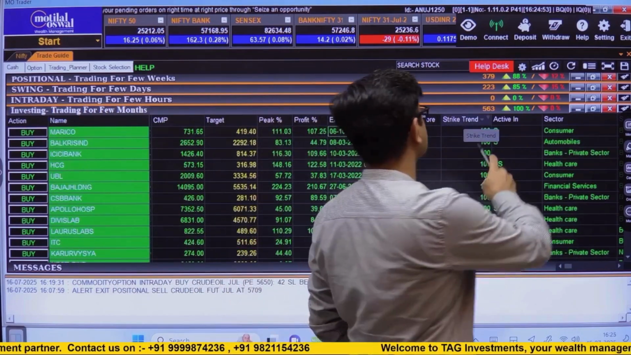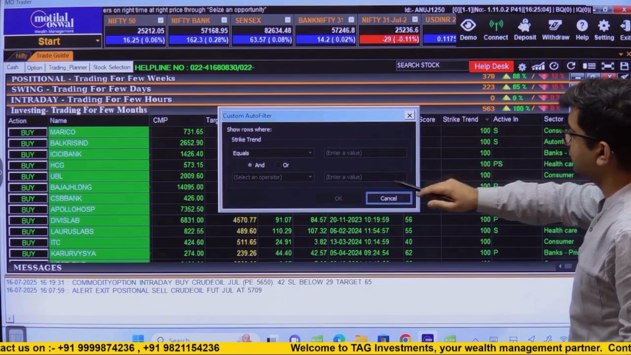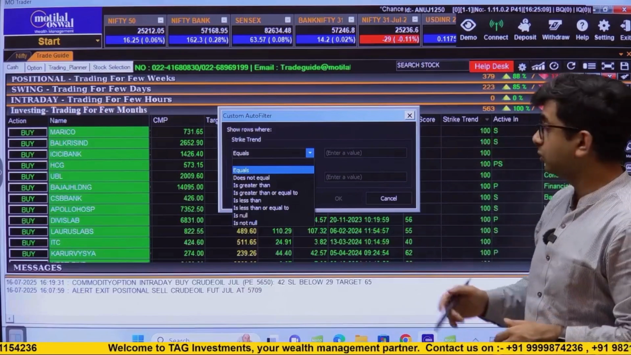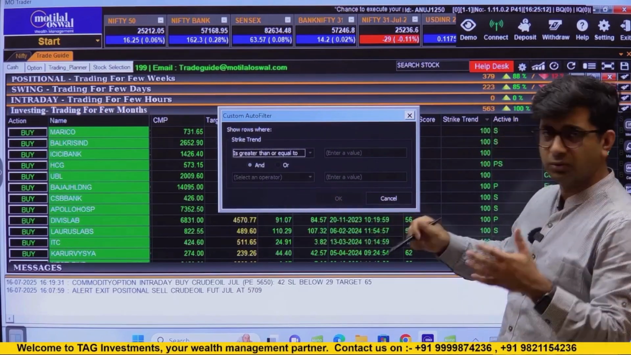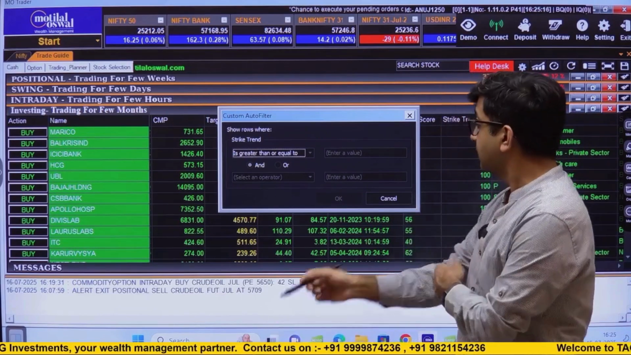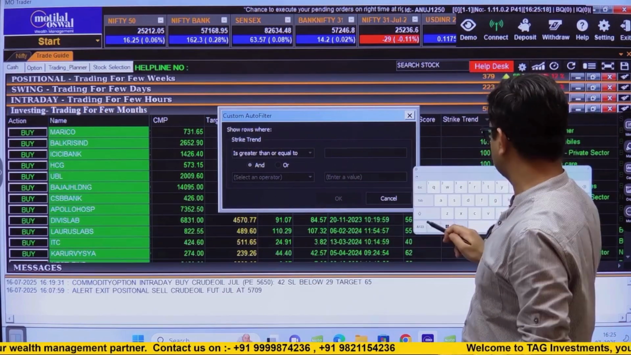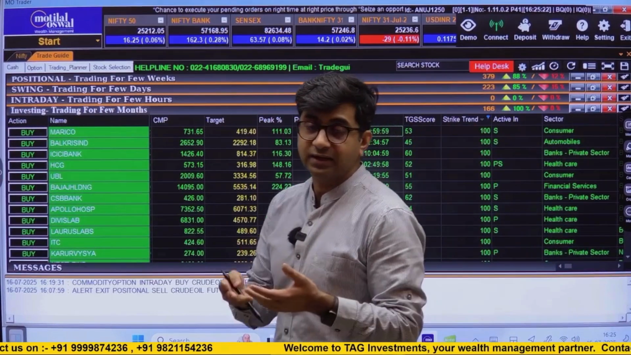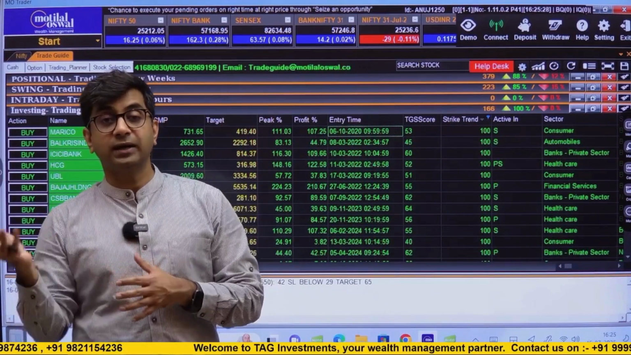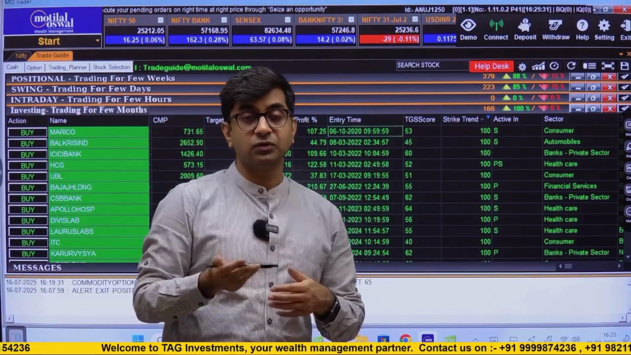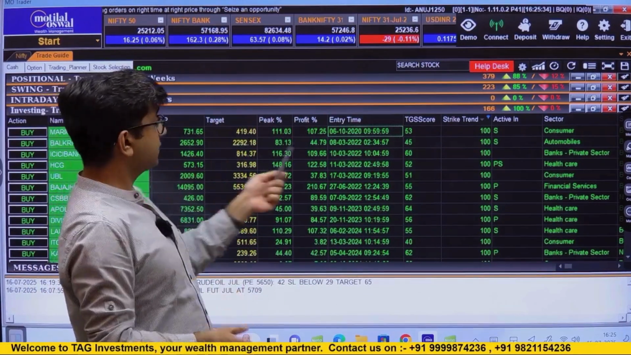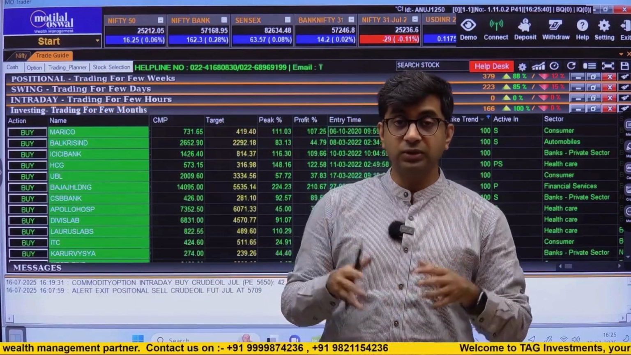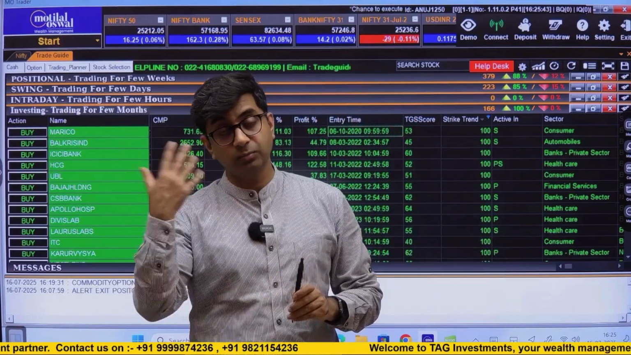You also have a facility called custom, where you can limit the number of stocks shown to you. So instead of 563 stocks, if you feel overwhelmed and don't want to look at so many stocks, you can choose a strike trend maybe greater than 70, which means I want a probability of 70% or higher of being in a profitable situation, at least from the history of it. Marico, for example, has a strike trend of 100. Whenever Marico has been given signals to individuals, it has always hit the profit margins.